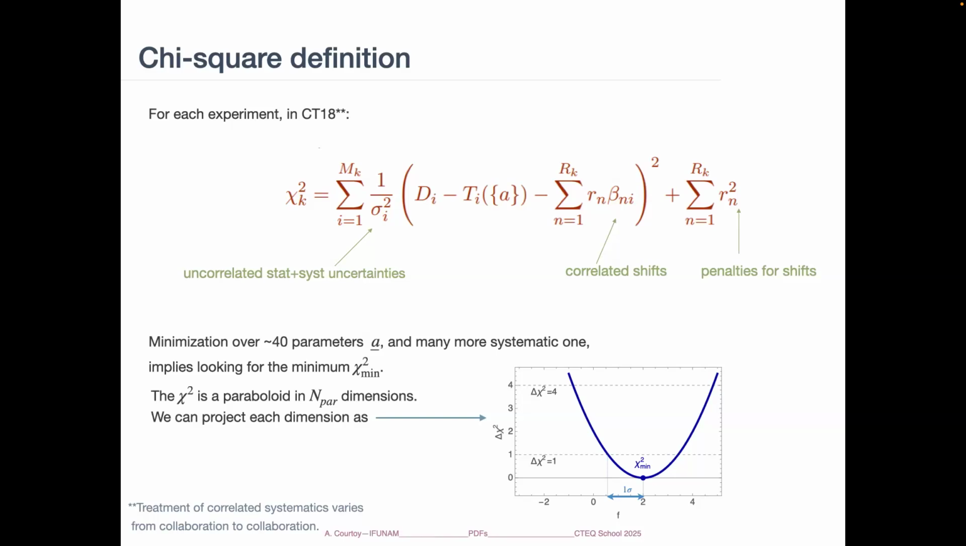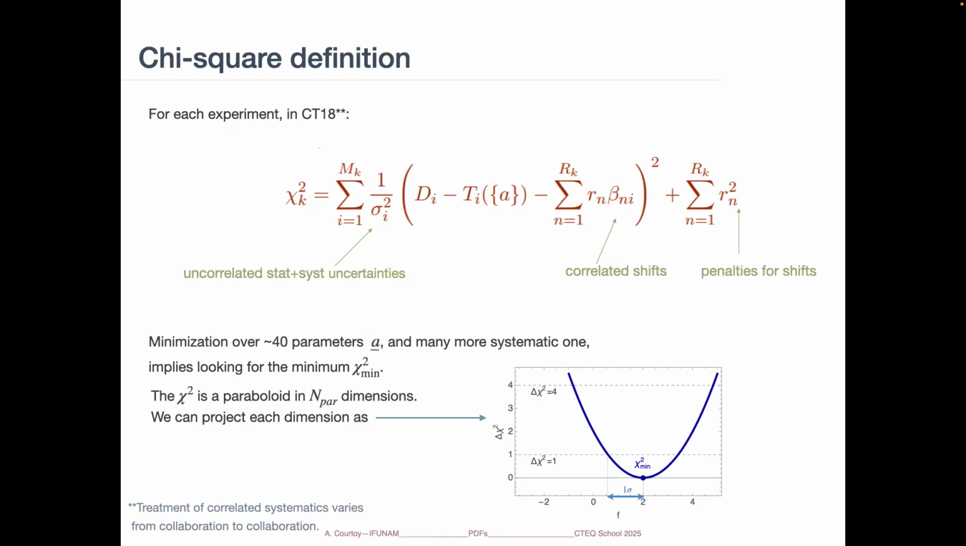And then you need to correct by a penalty for those shifts that you include here, and you see what happens. Then you need to minimize over the whole set of parameters. So in the case of CT18, it's depending. We have about 40 parameters, a bit less, 40 parameters from the parameterization here, and a huge amount of those parameters as well. Okay, so you need to minimize.